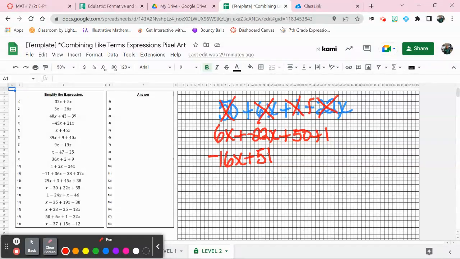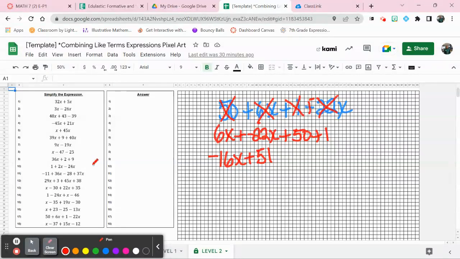So try some of these on your own, okay? And I know you can do it. Combining like terms: change all subtraction to adding the opposite sign. Then put your x's with your x's, or whatever letter you're using. You separate them into groups by letters. If it doesn't have a letter, it's called a constant, and you can only add constants with constants. They can't go with any other letter.